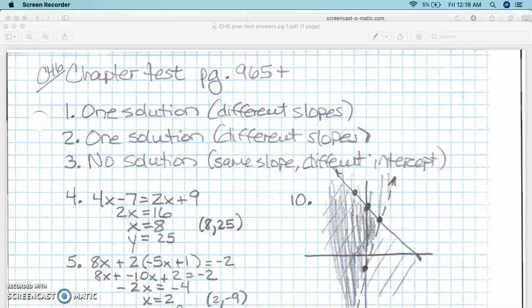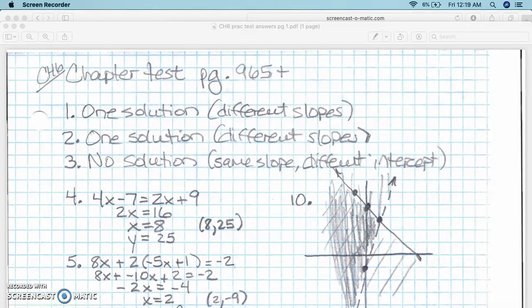Okay, everybody, this is going to be a review for the answers for the Chapter 6 test, the practice test that's in the book. Starts on page 965. So the first question asks whether or not the system has one solution, infinite solutions, or no solution.